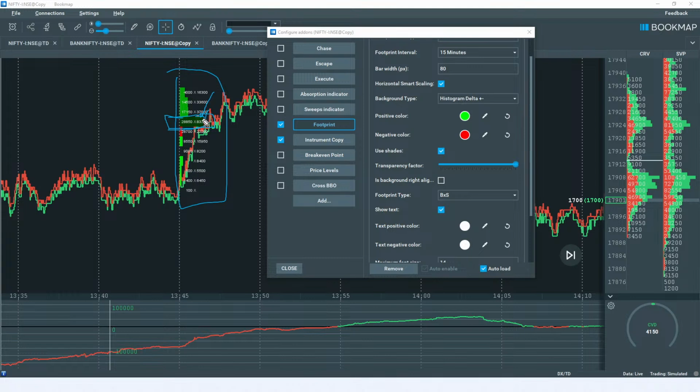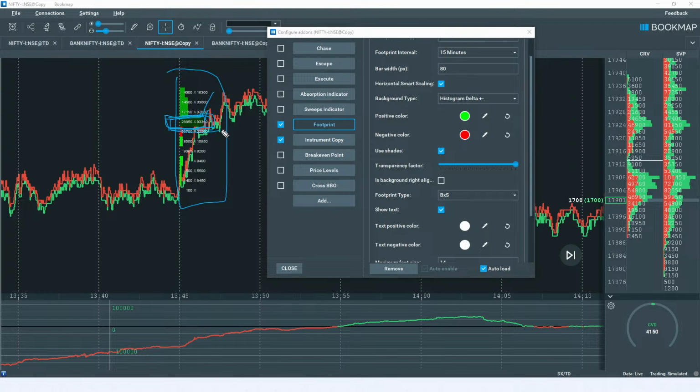Hence, the aggressiveness at this particular price level was more with respect to the buyers. So buyers were more aggressive at this price level. The first piece of information we get is where the maximum number of orders are getting placed. And the second is the behavior of those orders, whether they are market buy orders or market sell orders.